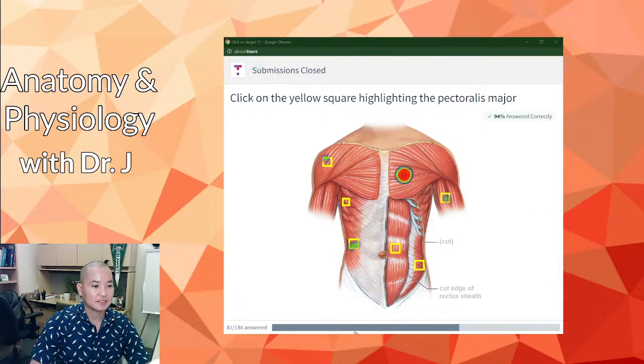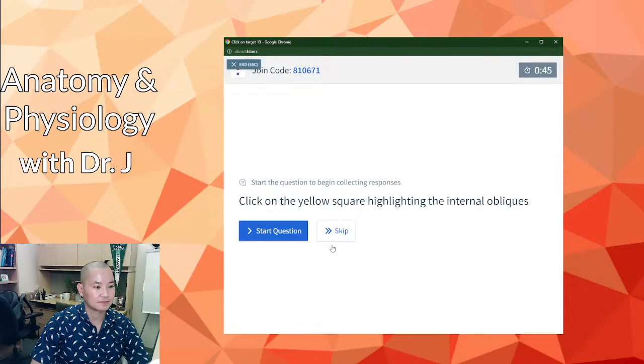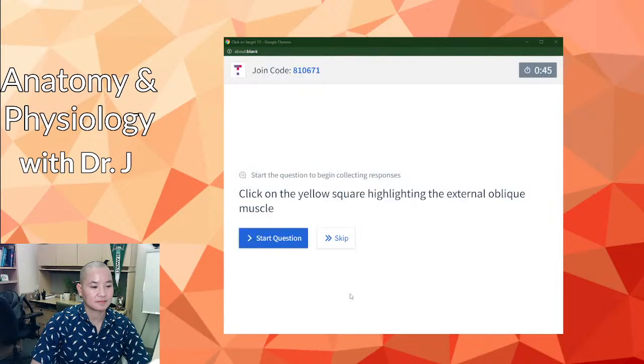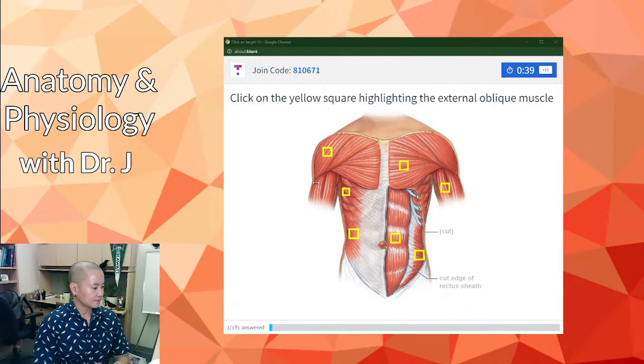Next question. Okay, so let's see if you can identify the external obliques. Oh, what's happened there?